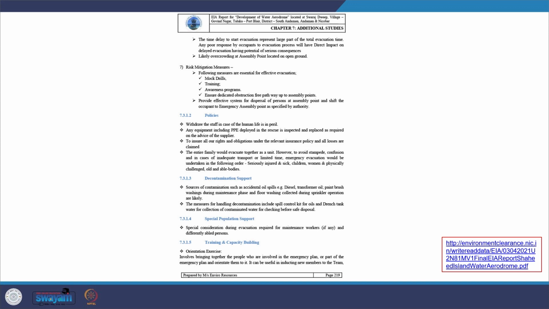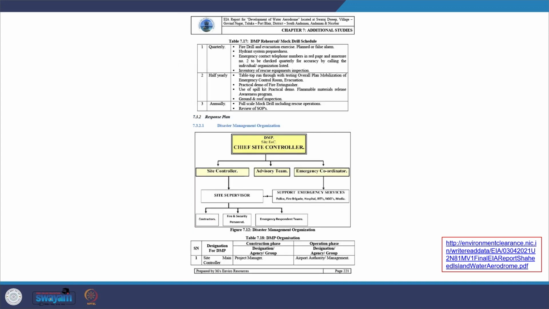And then they are also looking at the policies here, and then decontamination support, special population support, and training and capacity building. All that would be taken care of. So they have also created a response plan. If any mishap happens, what will be the response plan?